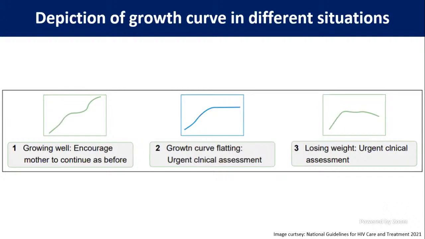If the curve yielded by the serial plotting of the child's parameters shows a flattening or shows a downward trend, that indicates this child's parameters are deviating from what is considered to be optimum for this child, and such a child requires urgent clinical assessment and remedial action. So this kind of a curve you will only get if you're plotting it serially. If you're not maintaining a serial record, you will not get it. Next slide, please.